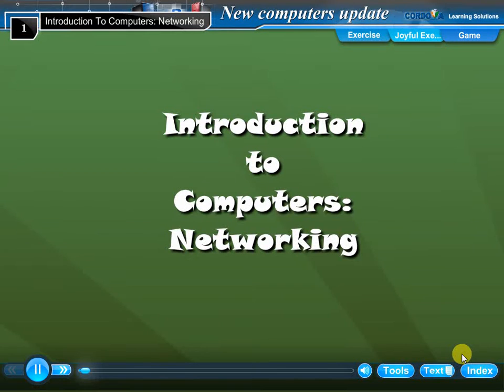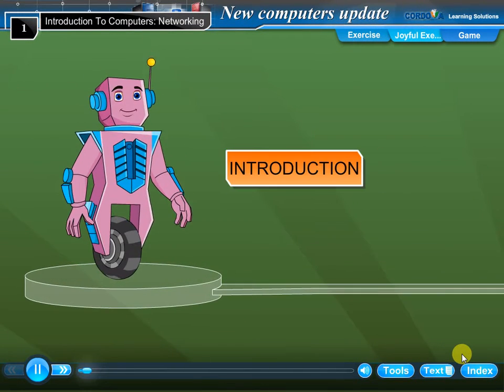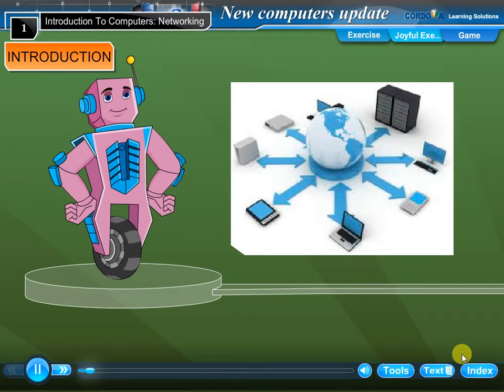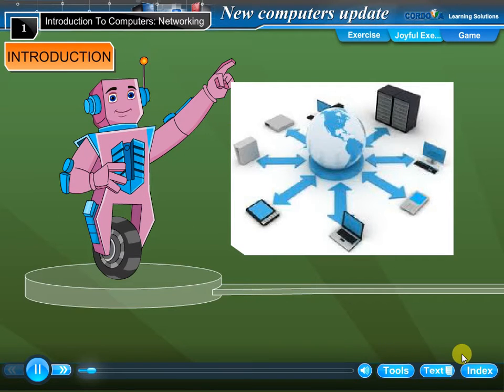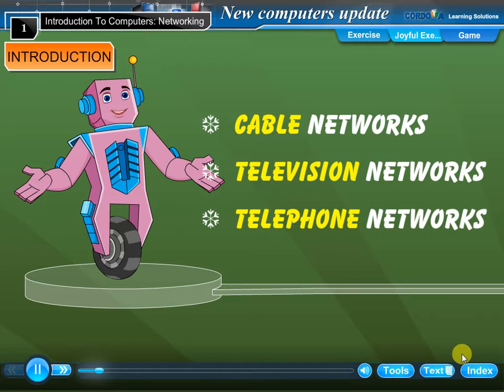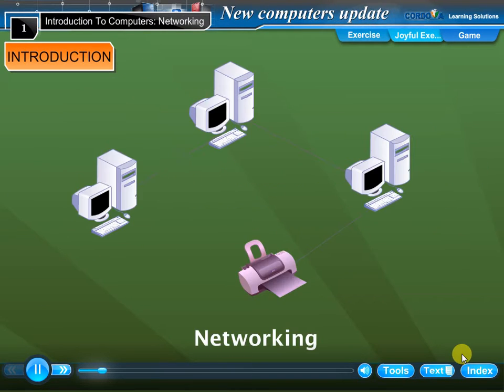Introduction to computer networking. Networking refers to the interconnection of various devices to share their resources. A network is a group of devices connected with one another. Cable networks, television networks, and telephone networks are examples of networks. A network ties things together. When we create a network of different devices, it is called networking.